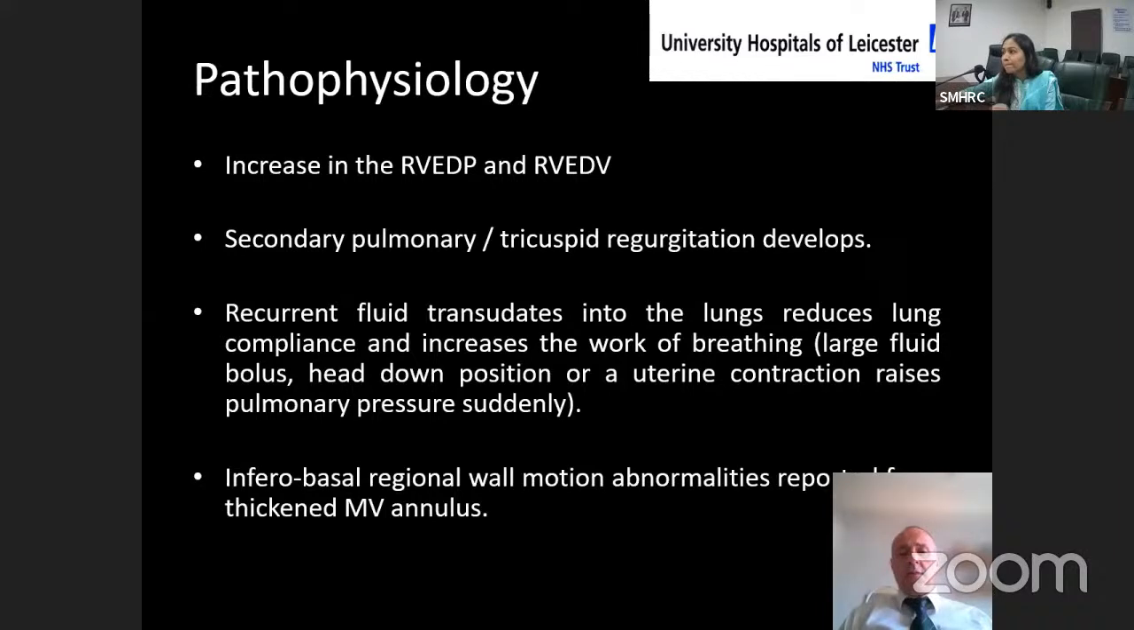This will cause recurrent fluid transudation into the lung, which reduces the lung compliance and increases the work of breathing. Large fluid shifts, head-down position or uterine contraction can raise the pulmonary pressures further, which can be associated with quite significant decompensation.